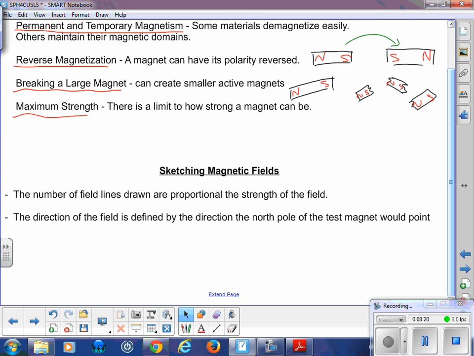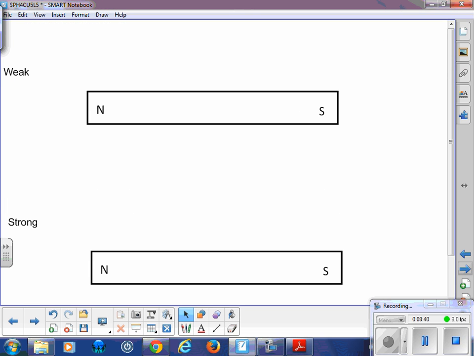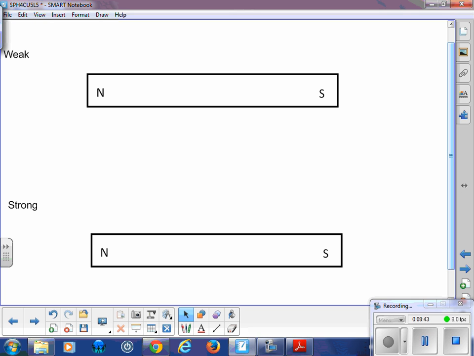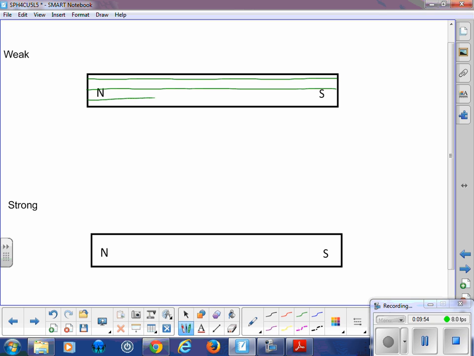Finally, sketching magnetic fields. It's a little bit different. The number of lines drawn is proportional to the strength of the field. So what does that mean? Well, I'm going to give you a picture. And the direction of the field is defined by the direction from the north pole to the south pole. So looking at your diagram, I've created a weak and a strong magnet. The field lines inside a magnet run parallel. So for the weak one, I'm going to put 3 parallel lines inside. And I don't know why I made these so big. All right, so there are my field lines inside a magnet. This is the weak one.